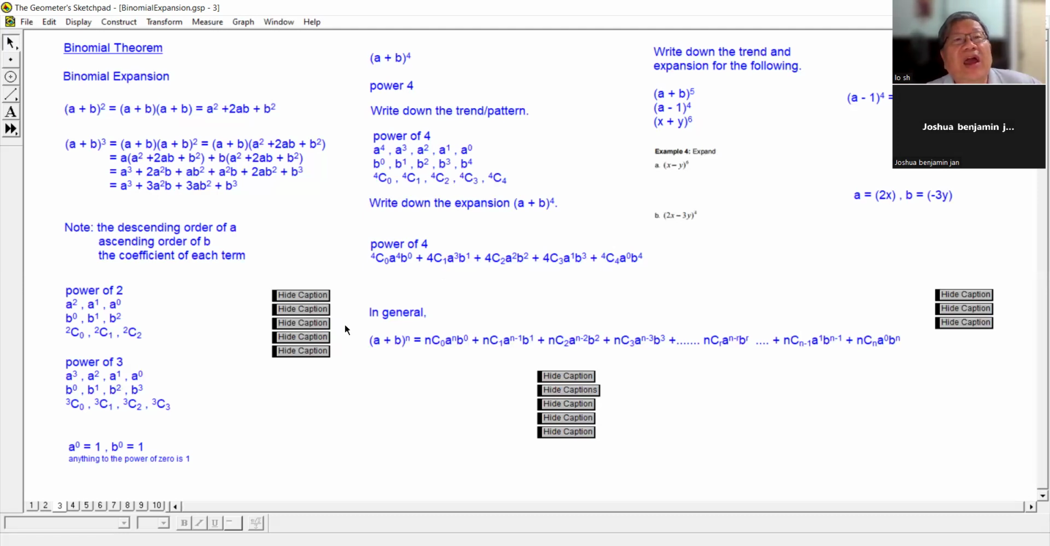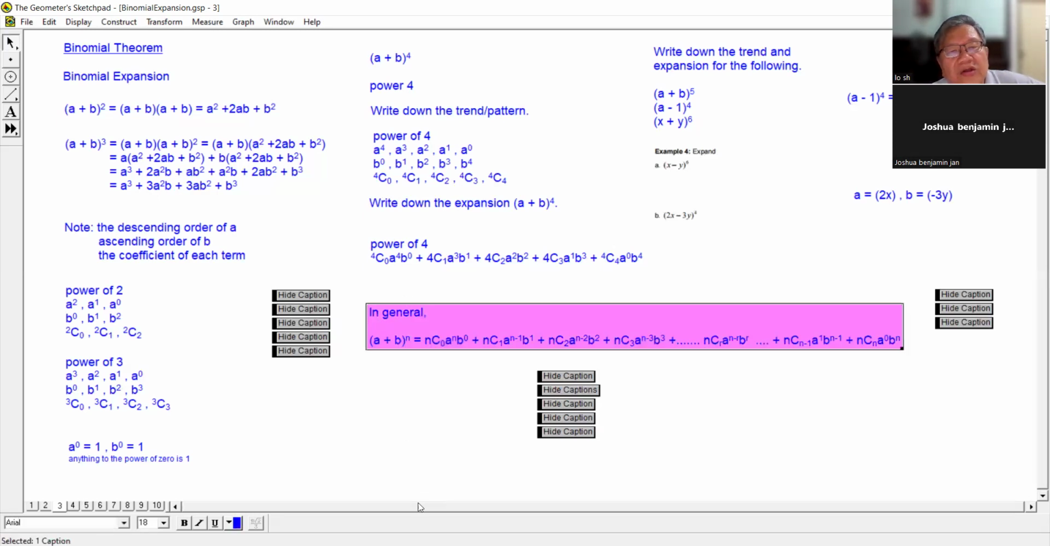Can you do like that for other powers? Let's say, for example, now I have a plus b to the power 4. Let's say if I have a plus b to the power 6, probably you have to predict how the whole term looks like. That we are going to do later on. So now I tell you about the general pattern. The general pattern is like this.